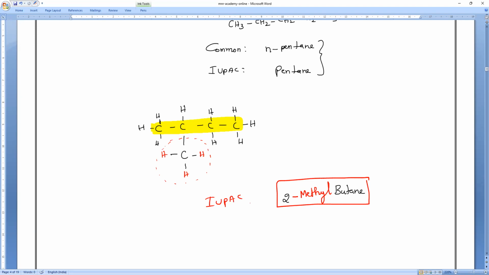So now, the second carbon is having an alkyl group. Then what is the common name, everybody? The second carbon is having the branch, that is an alkyl group. It will be named iso. Iso what? Pentane. Isopentane.